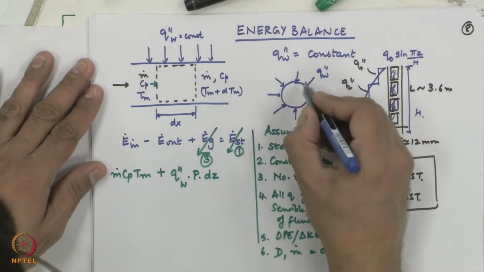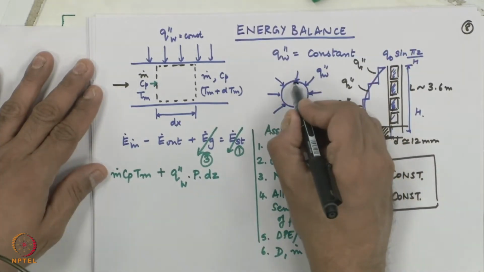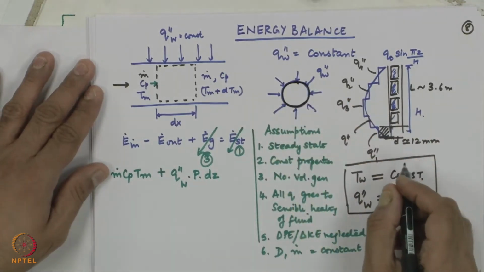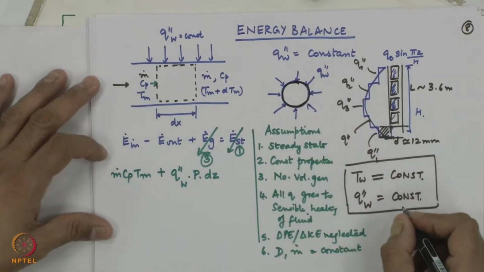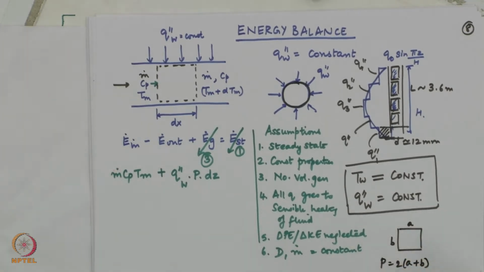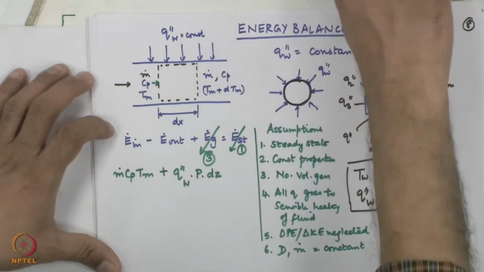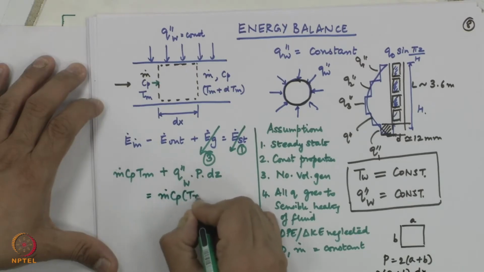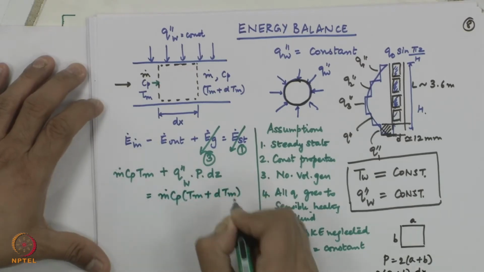This is your area. The area of heat transfer is perimeter into dz. Perimeter for a circle is pi into d. If you have a geometry which is a rectangle with sides A and B, perimeter is 2 times A plus B. For this rectangular channel, the area of heat transfer will be 2 times A plus B into dx. Here just P into dz, and the energy leaving the control volume is m dot Cp into Tm plus dTm.